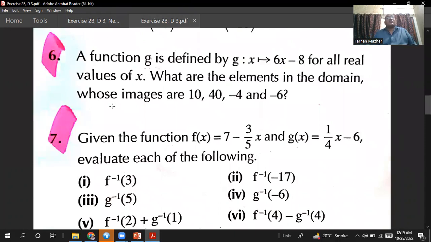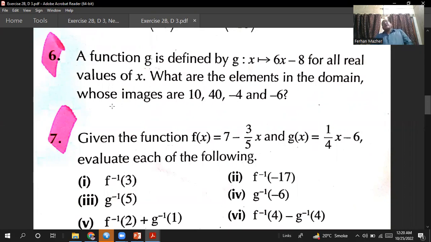So we are going to the next question. The next question is question number 6 from the exercise 2B from the book D3, New Syllabus, Mathematics, 7th edition. A function g is defined by g of x is equal to 6x minus 8 for all real values of x. What are the elements in the domain whose images are 10, 40, minus 4, and minus 6?